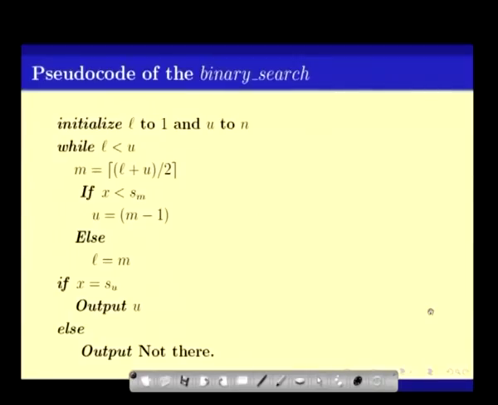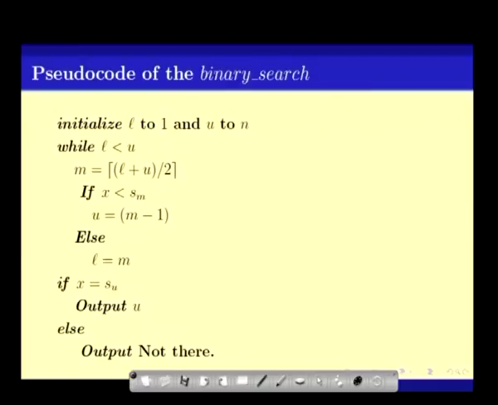Not everything can be told like that. For example, if you have a set of photos, there is no canonical ordering of photos, and thus it doesn't help there. Anyway, the pseudocode of this binary search is something we have seen earlier.